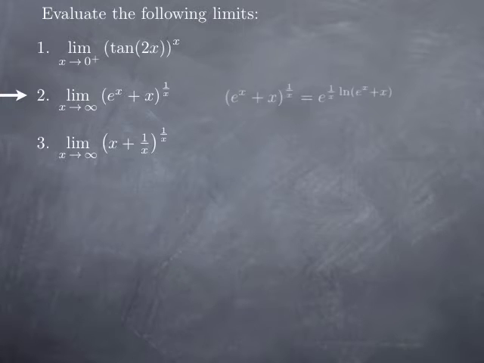As usual, we're going to rewrite that as a power of the Euler number e. Specifically, it is e to the power 1 over x ln of e to the x plus x. And we're going to seek the limit of the exponent.